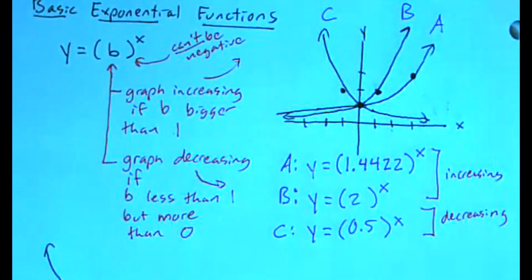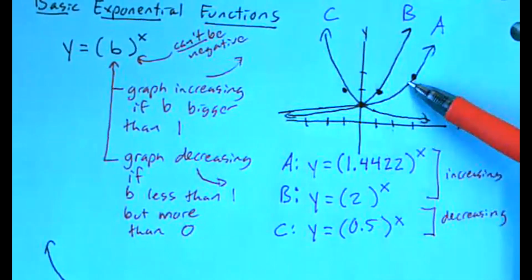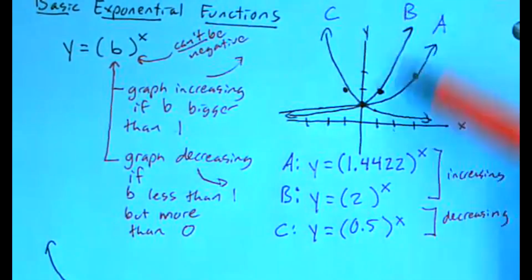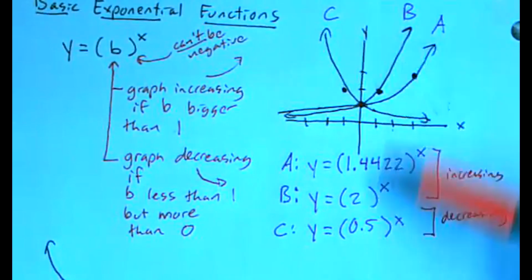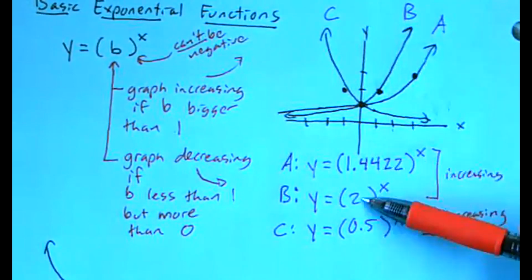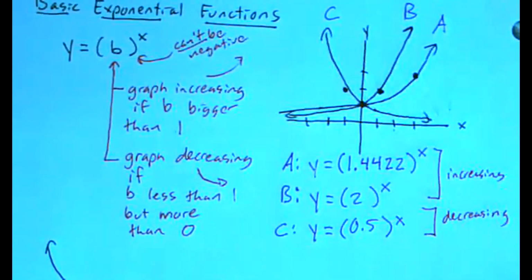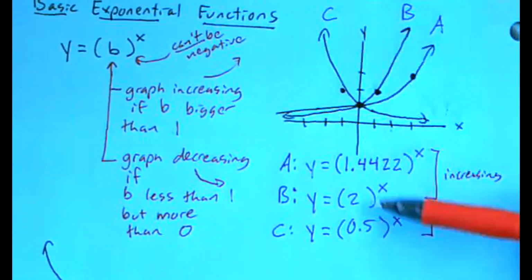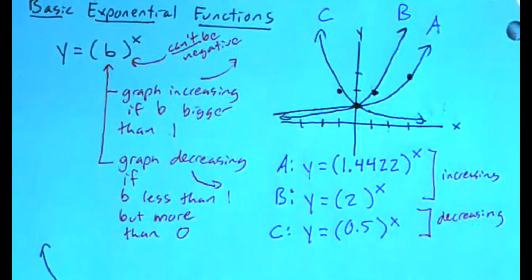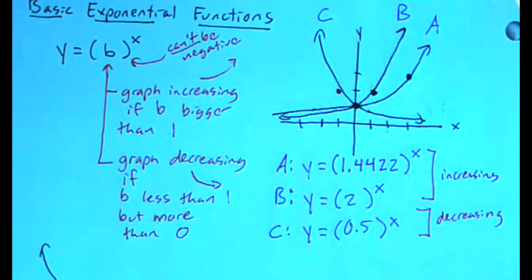The bigger the number, the steeper the graph is going to be. So I know that B goes with the 2 because it's steeper, and 2 is bigger than 1.44, right? So the bigger number is going to go with the steeper graph. Number less than 1 is going to be decreasing. Any numbers greater than 1 are going to be increasing. We got that? You guys ready for this?